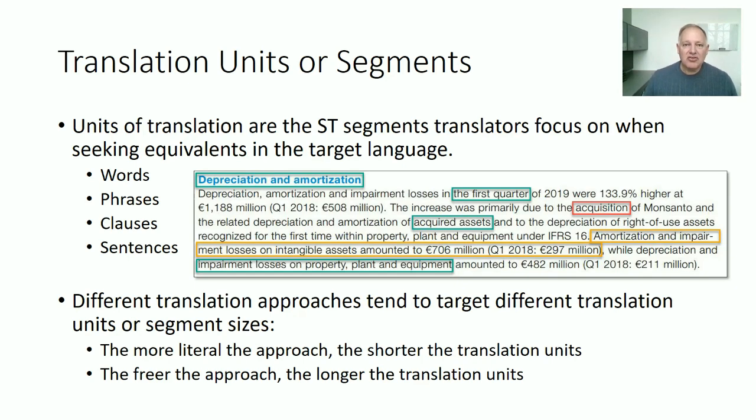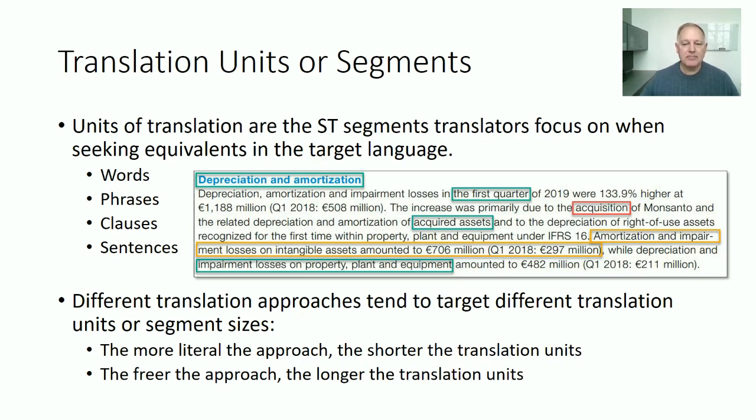Peter Newmark, one of my favorite translation studies theorists, made an interesting observation when he talked about the usual correspondence between the length of source language units that we're focusing on and the translation approach. And he said that the more literal the approach, the shorter the translation units. The freer the translation approach, the longer the translation units. Now that's not always true.